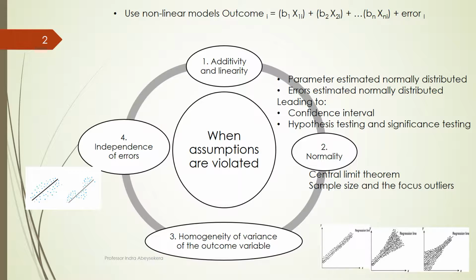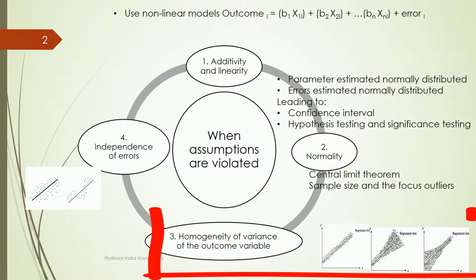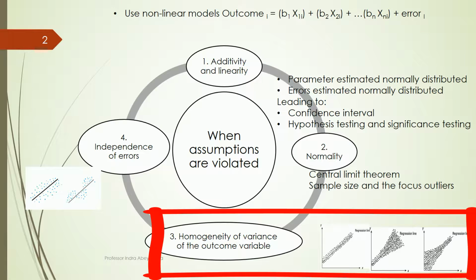Third aspect is the homogeneity of variance of the outcome variable. We need to find out whether the outcome variance varies consistently across the change in independent variable for the outcome variable.